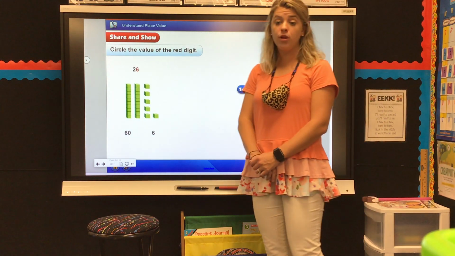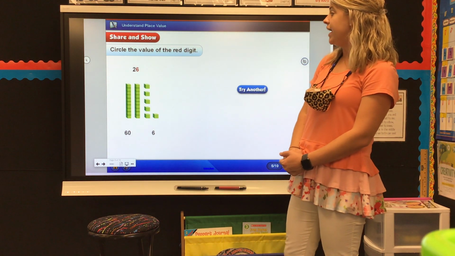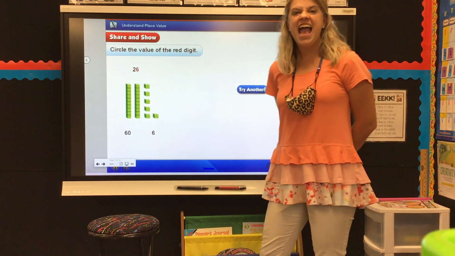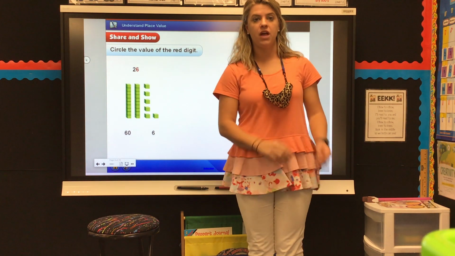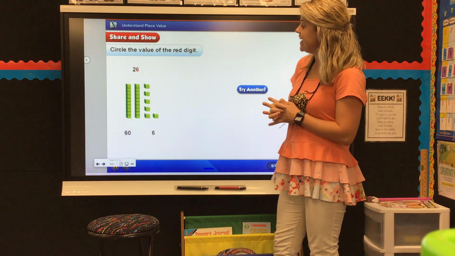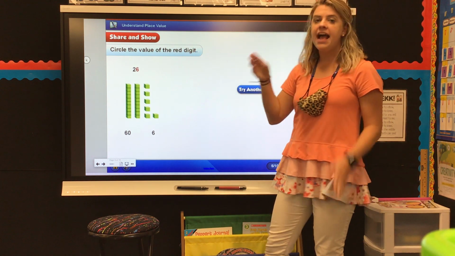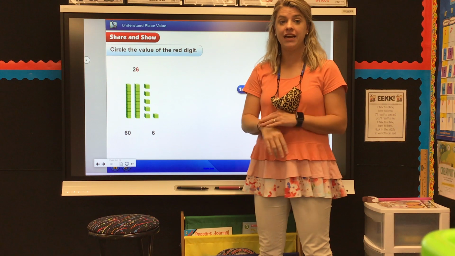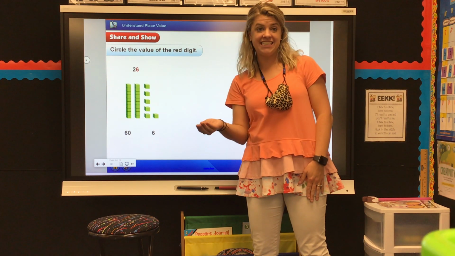Let's look at problem number 1. In problem number 1, we see that the number is 26. And one of those digits is red. Okay? My question asks me, circle the value of the red digit. That means, what does this 6 right here equal? Does it equal 6 or does it equal 60?